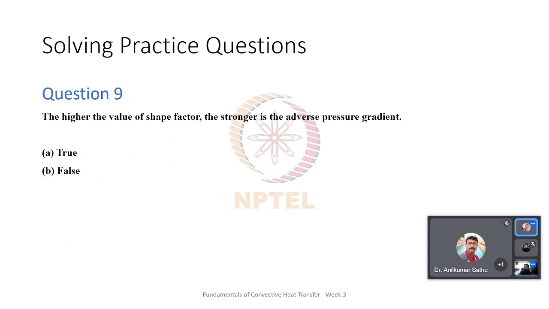Moving on. We will move on to question number 9 of today's session. Question number 9 says, the higher the value of shape factor, the stronger is the adverse pressure gradient. Is this true or is this false? True. Okay. Let's wait for other responses. Anyone else has anything to say? What do you think? The higher the value of shape factor, the stronger is the adverse pressure gradient. Is it true or is it false?